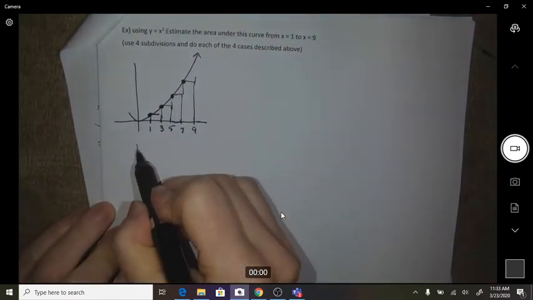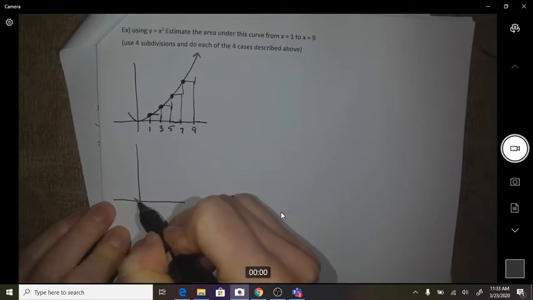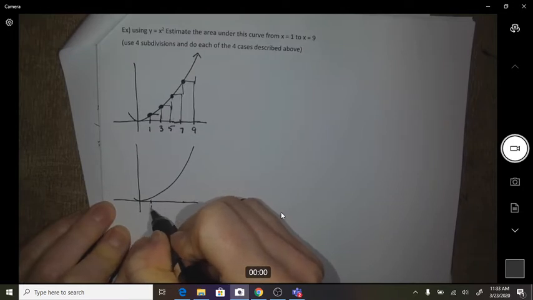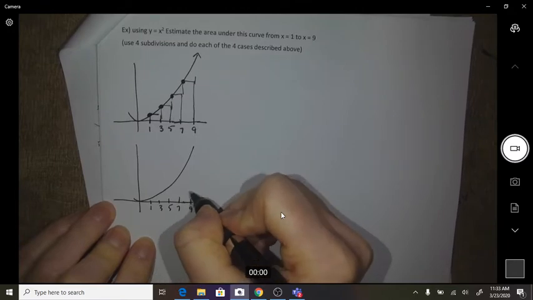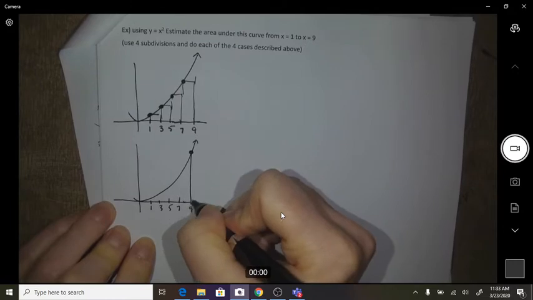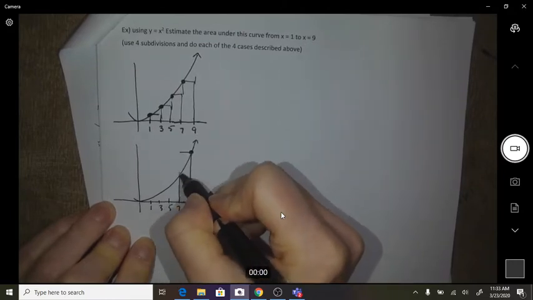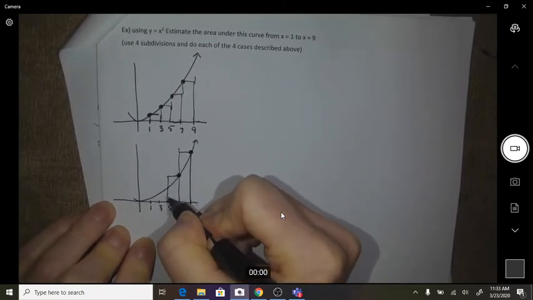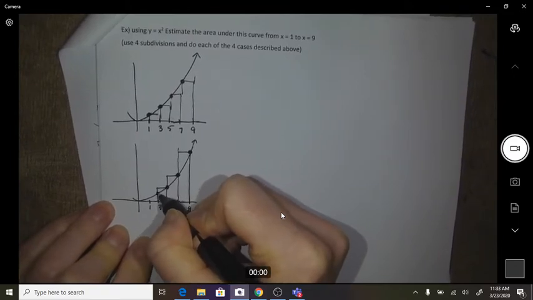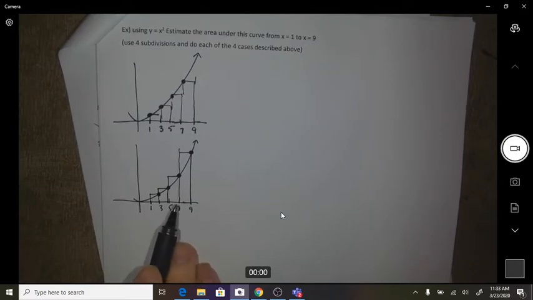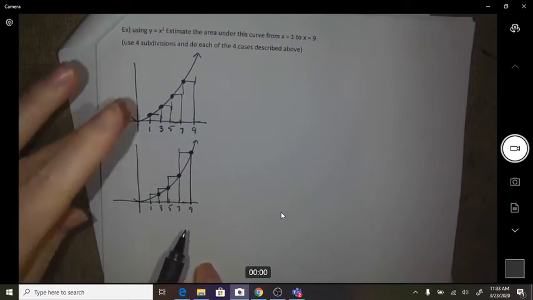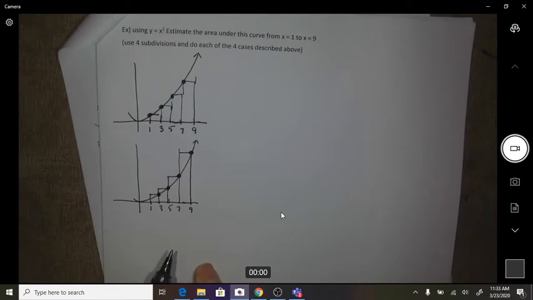If I want to use rectangles from the right-hand side, how is that any different? So 1, 3, 5, 7, and 9. Now I'm actually going to start my drawing from the right-hand side. So at 9 and over, 7 and over, 5 and over, 3 and over. Now you can see that I've overestimated the area. So the area truly underneath would be somewhere between those.